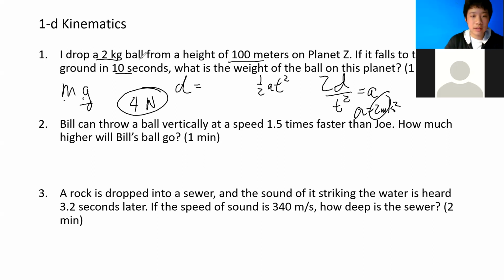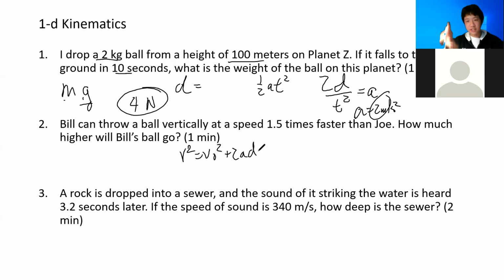Okay. Now for the second problem, Bill can throw a ball vertically at a speed 1.5 times faster than Joe. How much higher will Bill's ball go? Well, this question is a little bit abstract, isn't it? Well, looking at our kinematic formulas, we have this one.